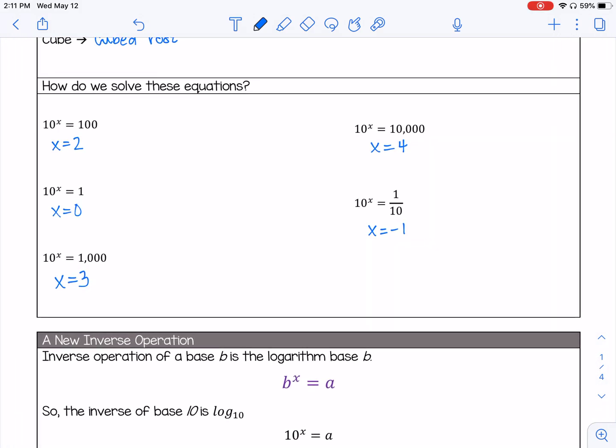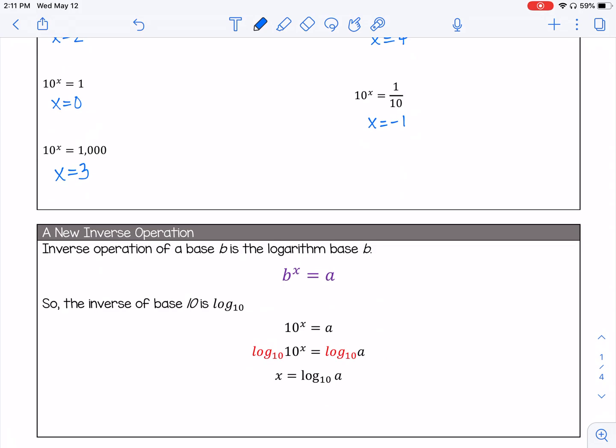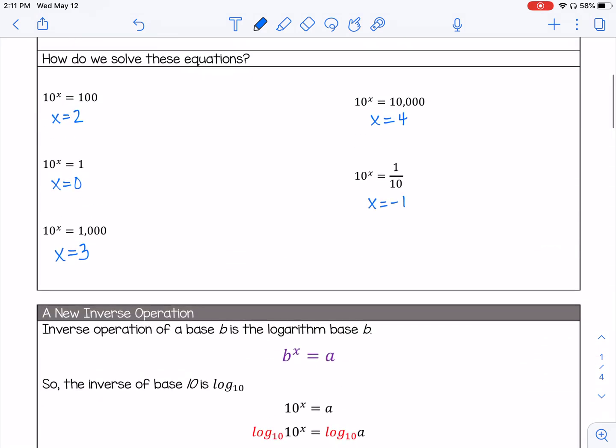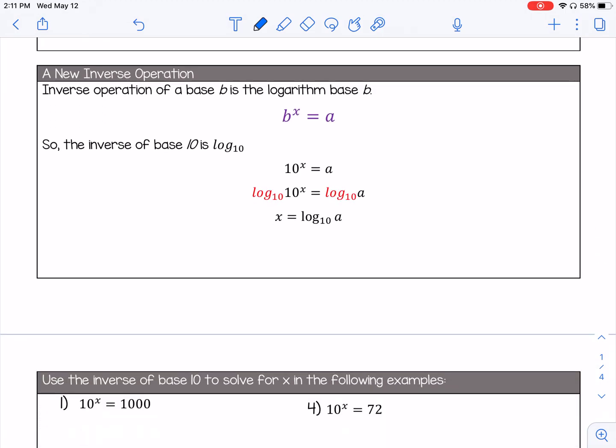Not all problems are going to be easy like this. We need to learn a new inverse operation that is called a logarithm. So the inverse operation of base b is the logarithm base b, so the log with that same base. If we're talking about base 10, just like we were up here, we have a base 10 to an exponent of x. In general, we have 10 to the x equaling a.